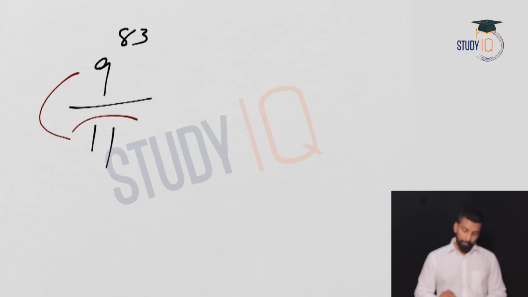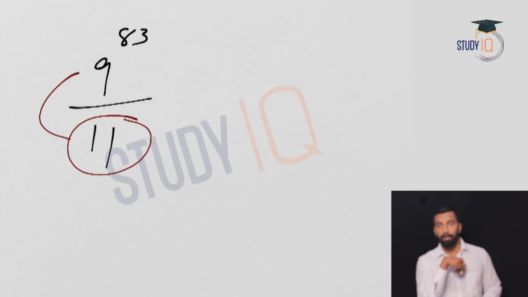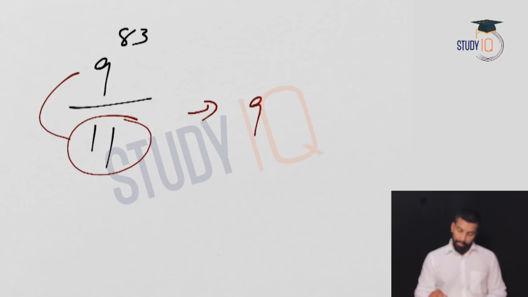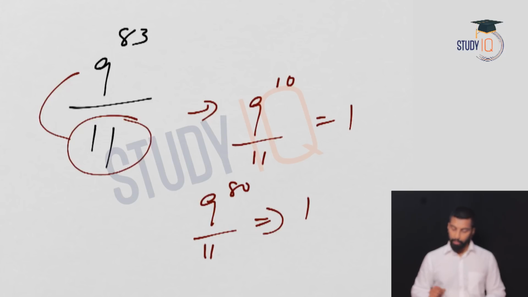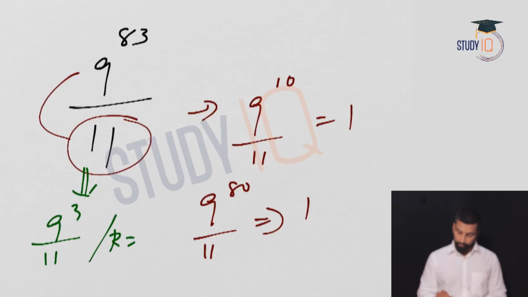So what about 9 raised to 83 divided by 11? What we need to see is that these 2 are coprimes. 11 is a prime number. So what is the Euler's number of a prime number? 1 less than the number. So 9 raised to 10 by 11 will give you remainder 1, so 9 raised to 80 by 11 will also give you remainder 1. So this question you can convert to 9 raised to 3 by 11. What is the remainder?